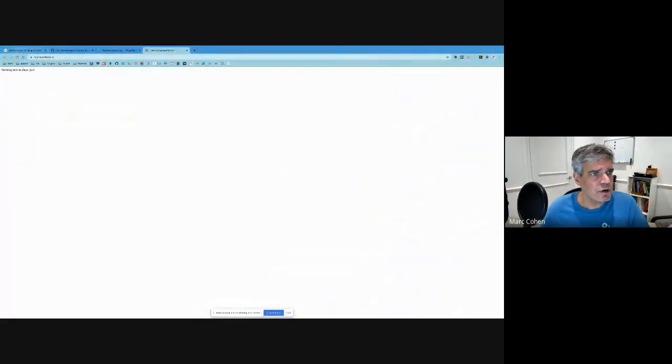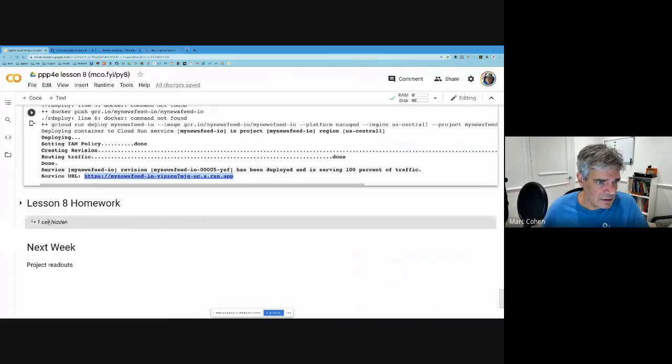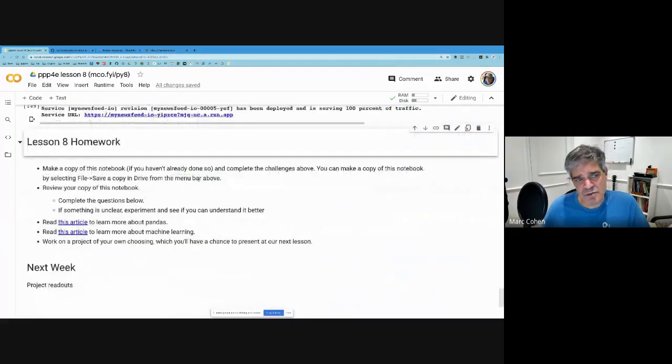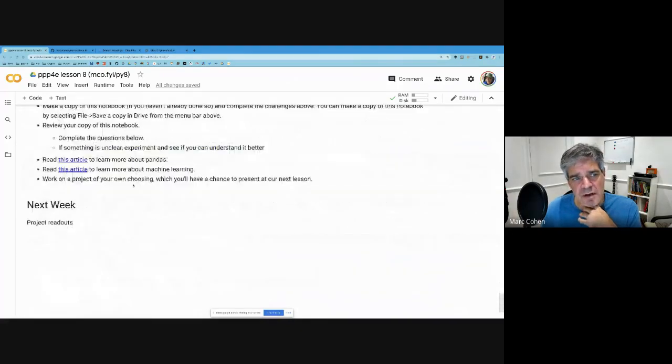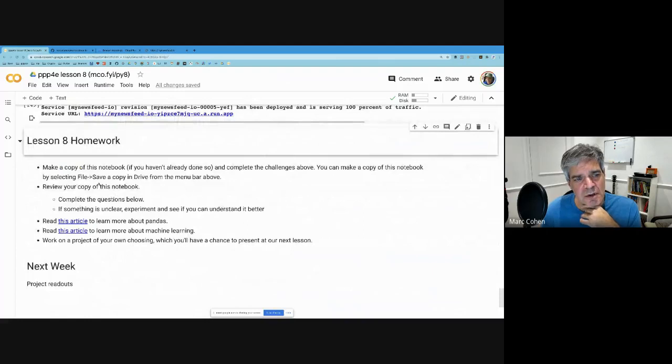The homework for this lesson is down here. As usual, make a copy of this notebook and work through it on your own. If you have trouble with the deploying to the cloud piece, I won't be surprised because it's tricky, but let me know if you have trouble with that and I'll help you out with it.